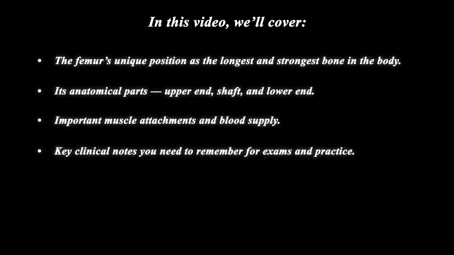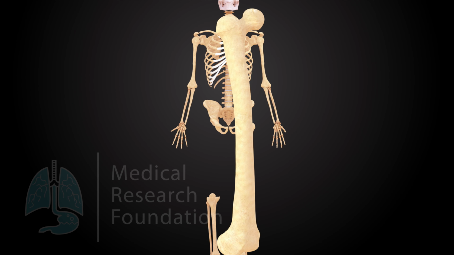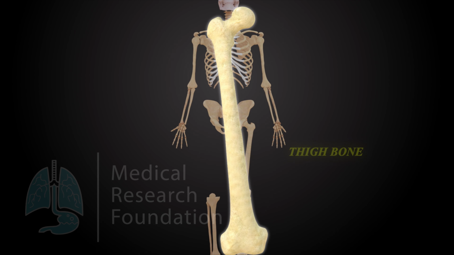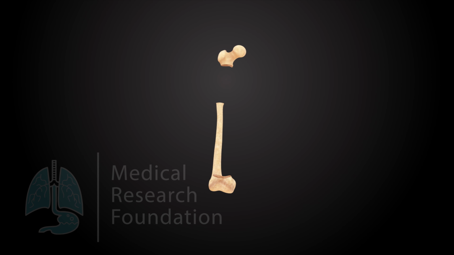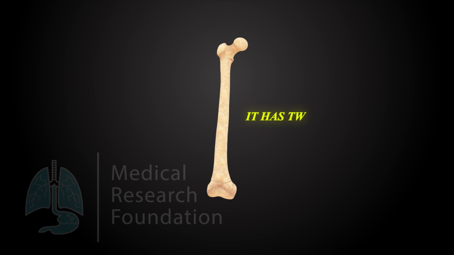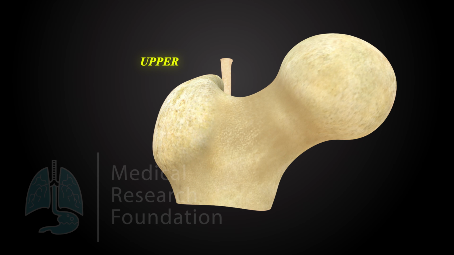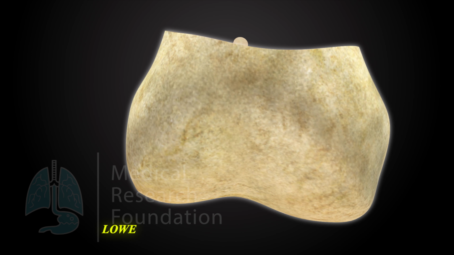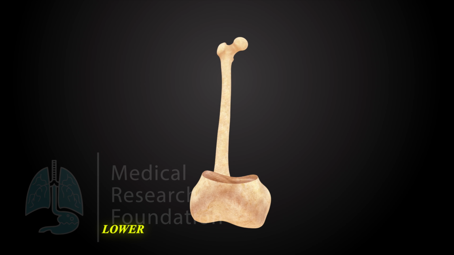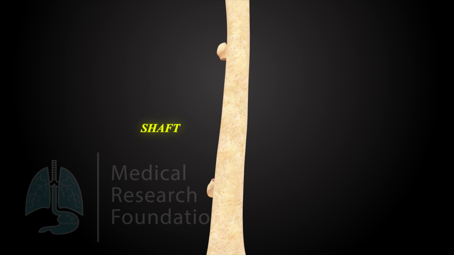Let's get started. The femur, or thigh bone, is the longest and the strongest bone of the body. Like any other long bone, it has two ends, upper and lower, and a shaft.